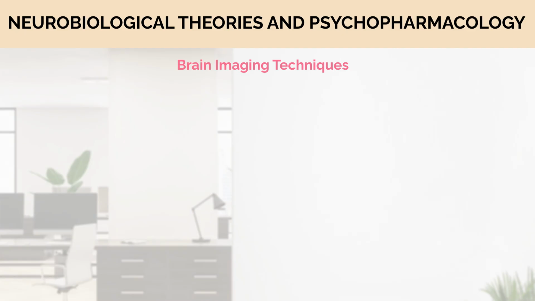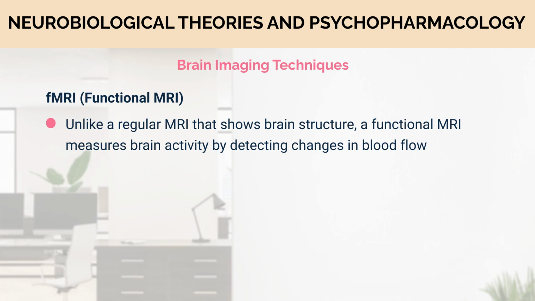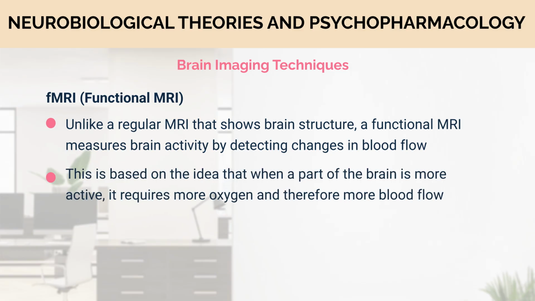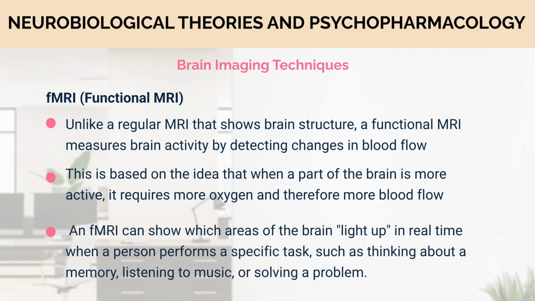Another brain imaging technique is the fMRI, also known as functional MRI. Unlike a regular MRI that shows brain structure, a functional MRI measures brain activity by detecting changes in blood flow. This is based on the idea that when a part of the brain is more active, it requires more oxygen and therefore more blood flow. An fMRI can show which areas of the brain light up in real time when a person performs a specific task, such as thinking about a memory, listening to music, or solving a problem.